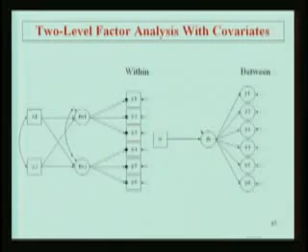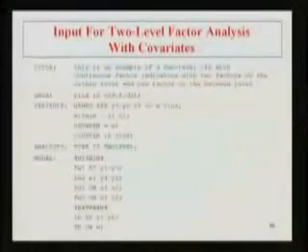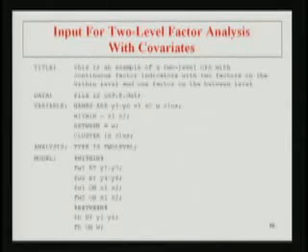Let me just give you an example of what the input would look like. We're fairly familiar with this now. We're saying that x1 and x2 are within variables, so they'll be modeled only on within, and that w is a between variable, which means it was measured as a cluster variable, only on the cluster level, and can only be analyzed on the between level. And the cluster, nothing new there.